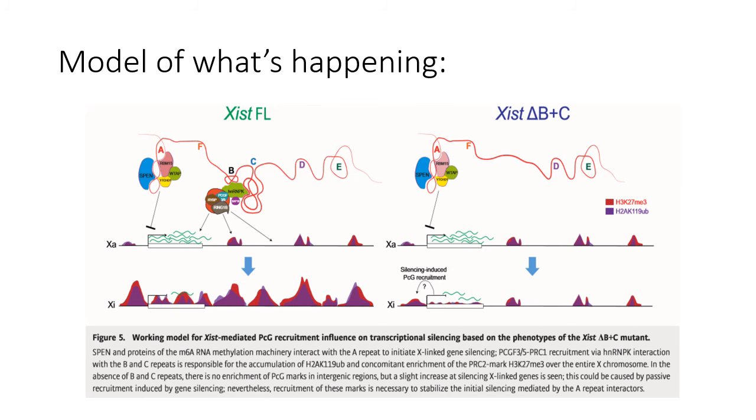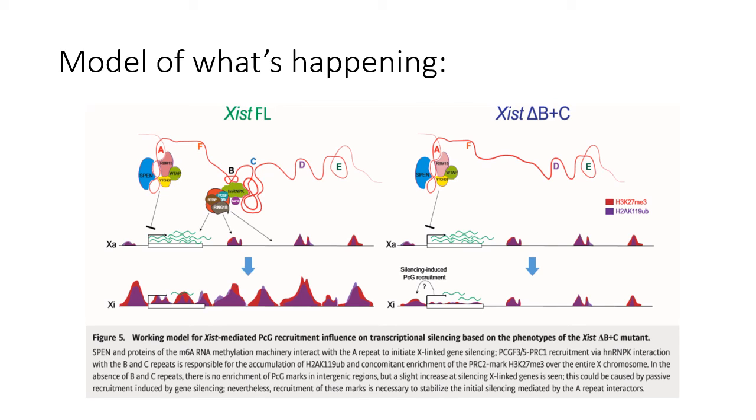Okay, so here's a way of visualizing what's happening. The full-length Xist binds the complexes for this particular modification in the regions B and C, mostly B, and as a result, it's able to deliver those remodeling or modifying complexes to the chromosome all along its length, with the result that you get buildup of the repressive marks along the length of the chromosome.